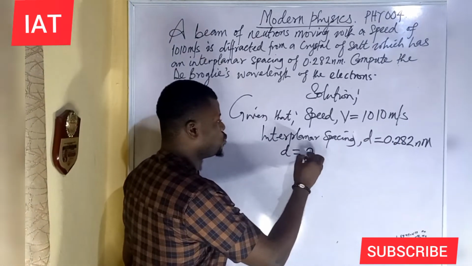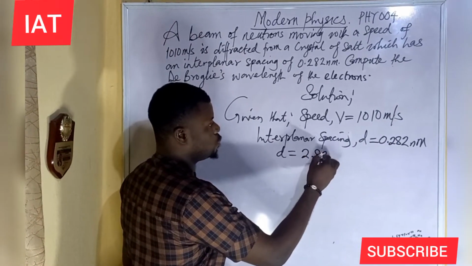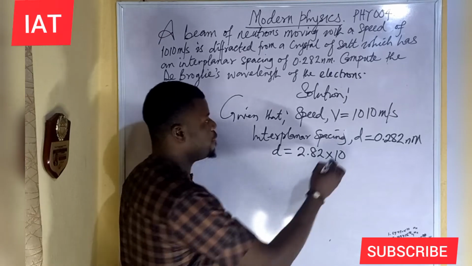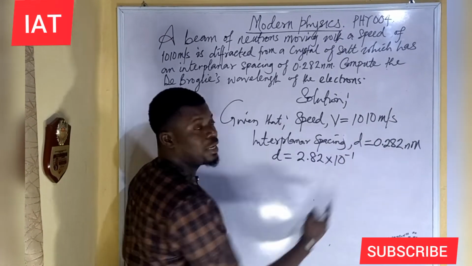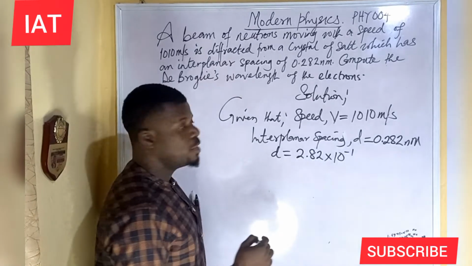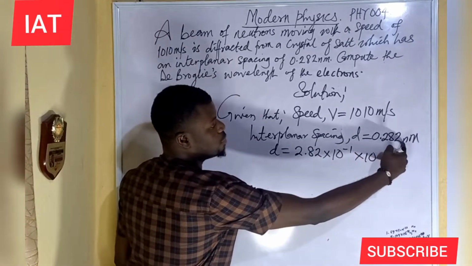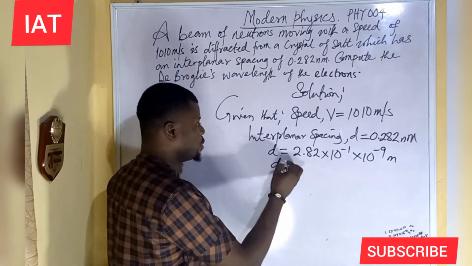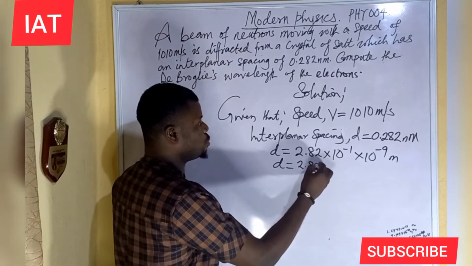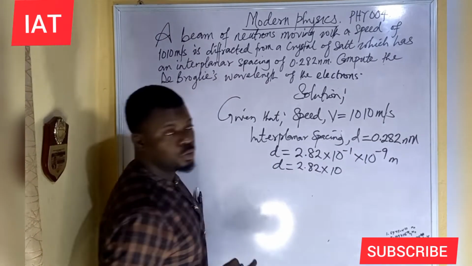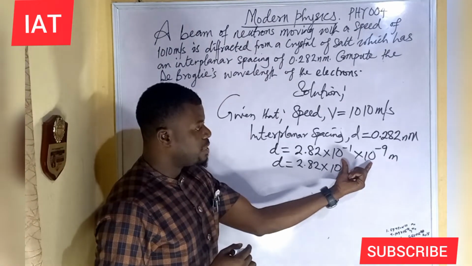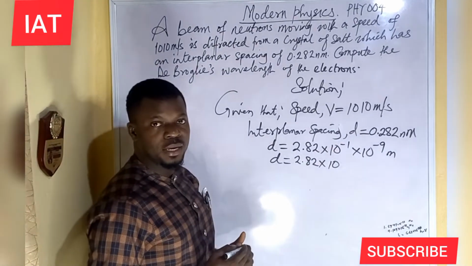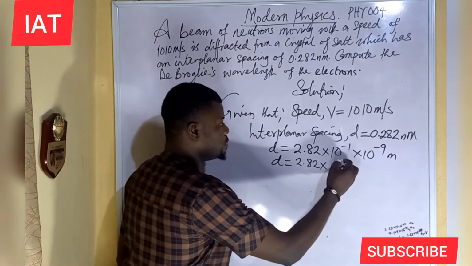So the expression will become 2.82 times, I should have gotten something of this nature, 10 to the power of minus 1. But here, nano means 10 to the power of minus 9. So if I multiply it again by this nano, which is 10 to the power of minus 9 meters, then you can have your D converted to become 2.82 times 10 to the power of, according to the product law of indices, when you're multiplying the same base, the powers must be added. So if we add minus 1 and minus 9, the result is minus 10.